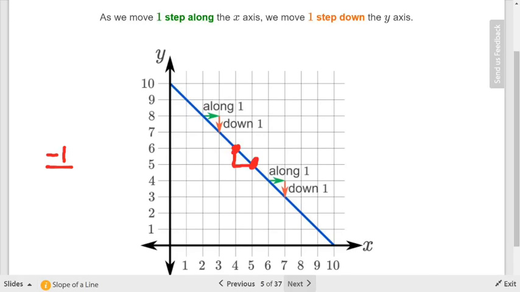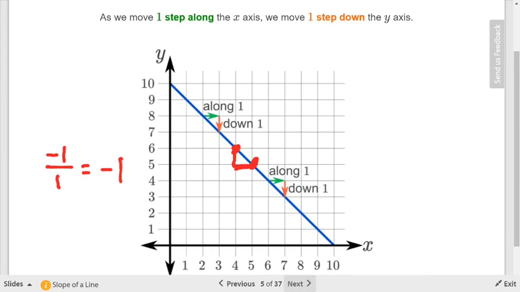So what if I went down 3? Negative 3, right? And then I'm going to go to the right 1. Right is a positive number, so that's just a positive 1. And then I simplify that fraction. What is a negative 1 divided by a positive 1 going to make? Negative 1, exactly. Remember, a negative divided by a positive always makes a negative.